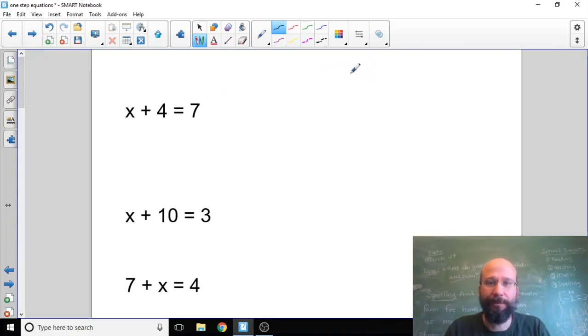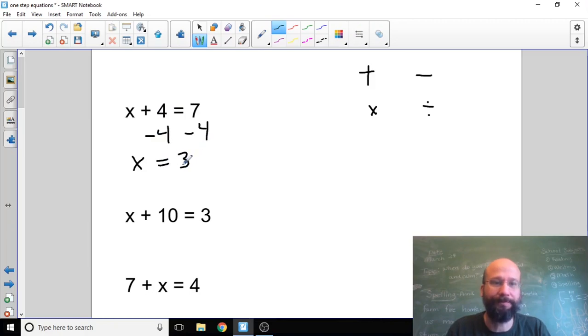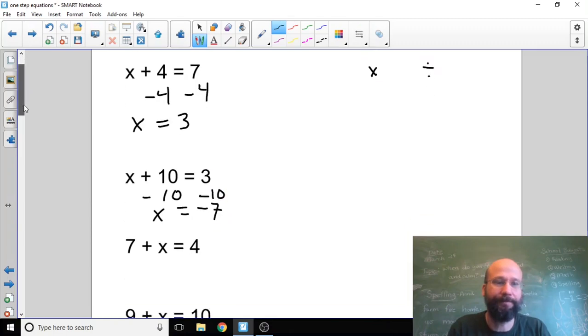So again, what I want you guys to make sure you understand is the opposites, right? Plus and minus, and multiplication and division. So the opposite, plus 4, right? X plus 4 equals 7. So the opposite of add would be subtract 4 from both sides. So we have x on this side, 4 minus 4 is 0, 7 minus 4 is 3. Same thing, we see the plus, so we're going to subtract to move it over to the other side. X equals negative 7. 3 minus 10 is negative 7.